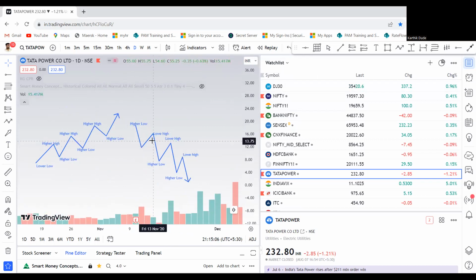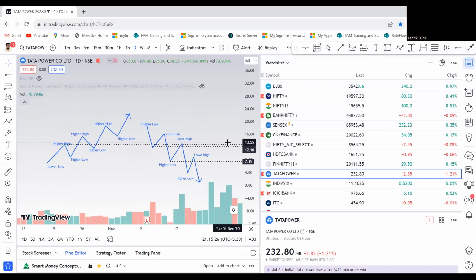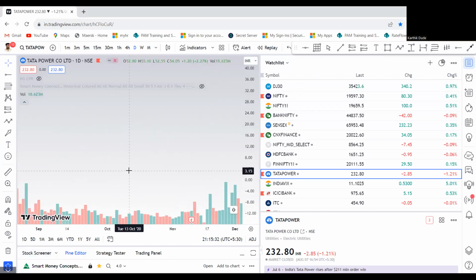Price falls, then it rises, then again it falls, it rises, again it falls. If you see here, whenever price rises up, it breaks this high, sorry, this low. Same happens here. But if you see here, whenever price goes down, it breaks the high. So that's how it looks.